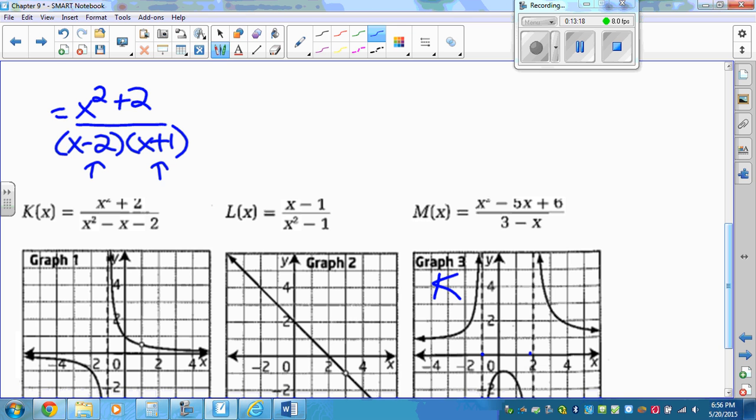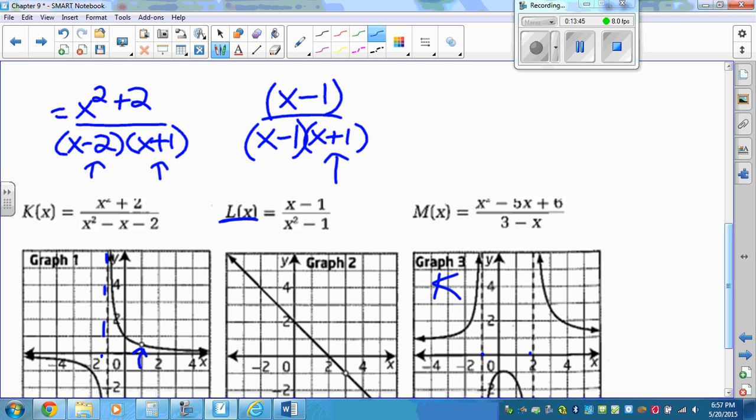This is K. Okay, this guy here, let's simplify. We have x minus 1. The bottom is a difference of squares. X minus 1, x plus 1. So if something is found in both the top and the bottom, it's a point of discontinuity. So I need a point of discontinuity at 1. There we go, an open circle. And then I would also need an asymptote at negative 1. Asymptote at negative 1, and I've got that right here. Okay, so this is going to be L of x.